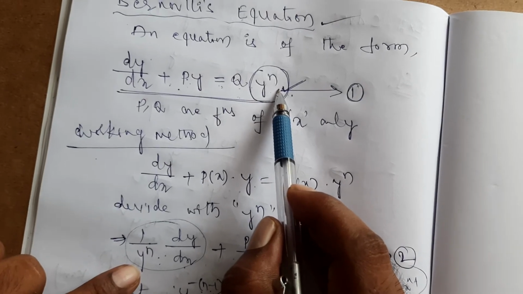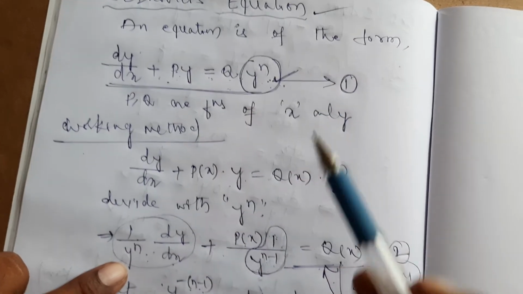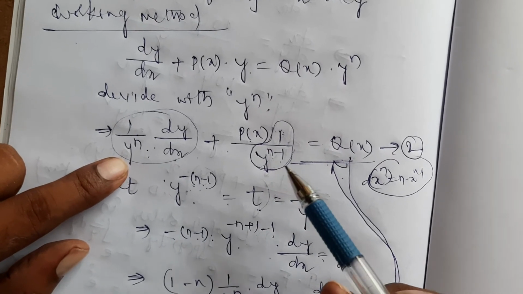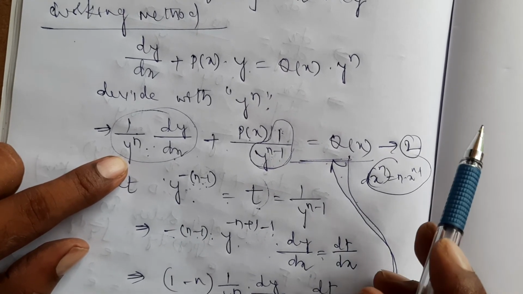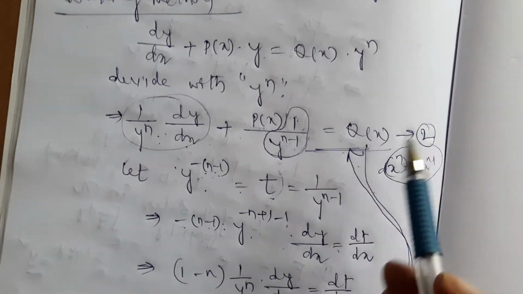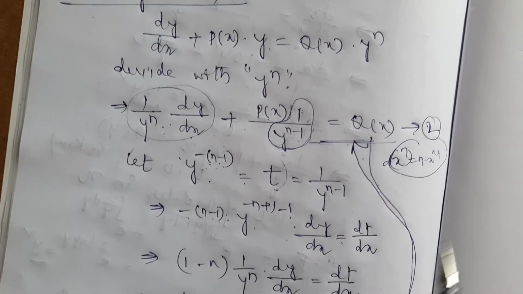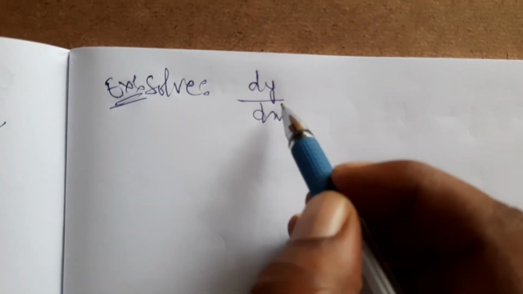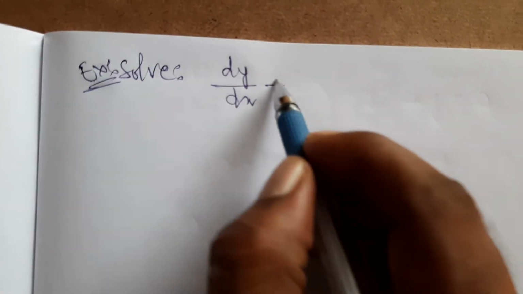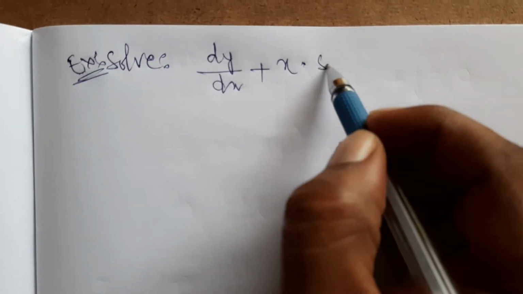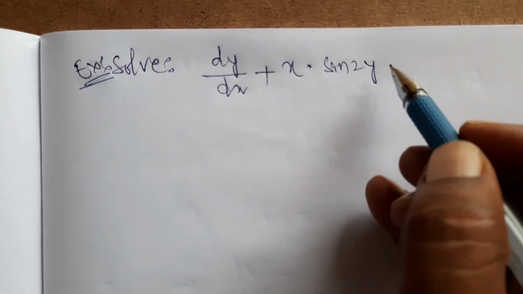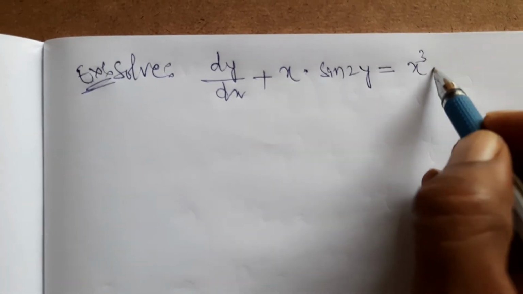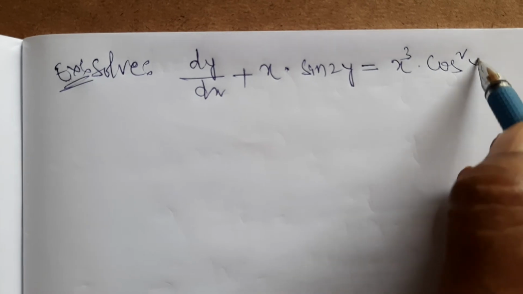After a few modifications, the given equation changes to a linear differential equation. Then, since you know how to solve a linear differential equation, it will be simple to find the general solution. Now I will give one example. Here it is the example. Solve the differential equation dy by dx plus x into sin 2y equal to x cube into cos square y.